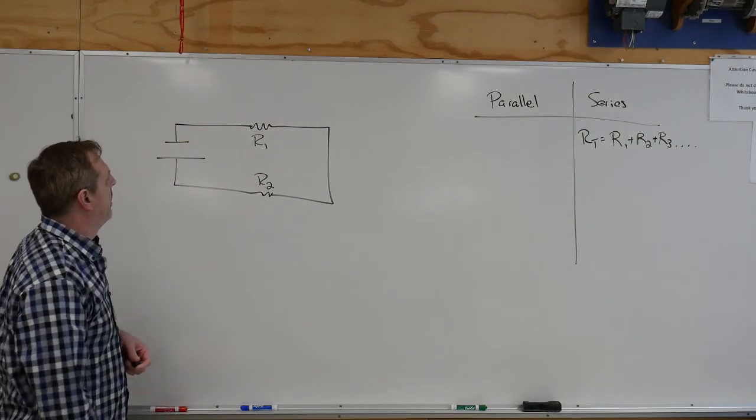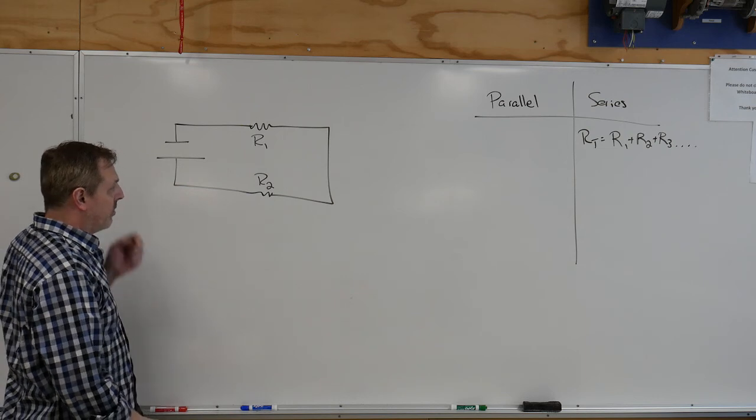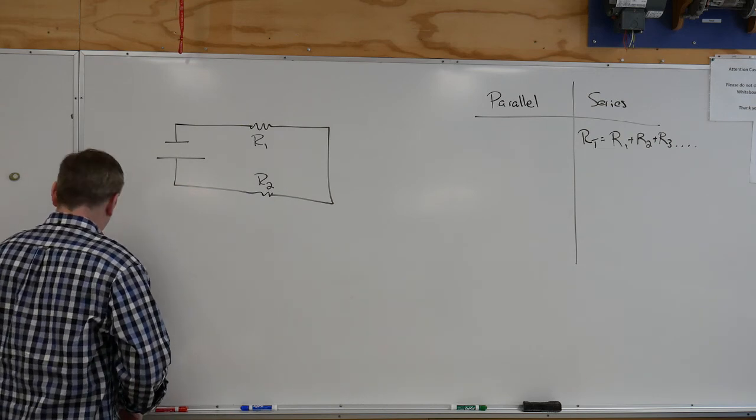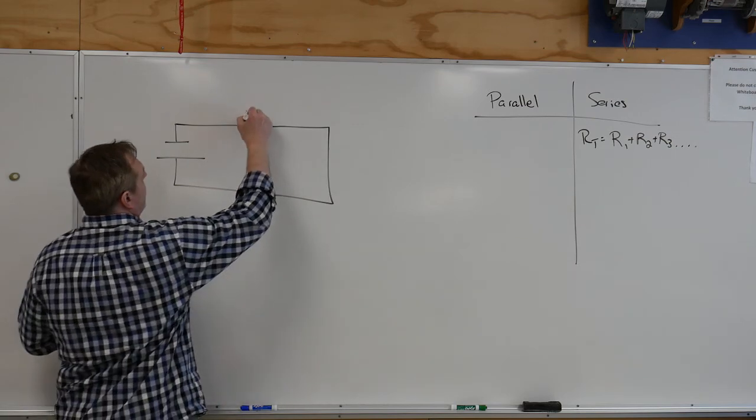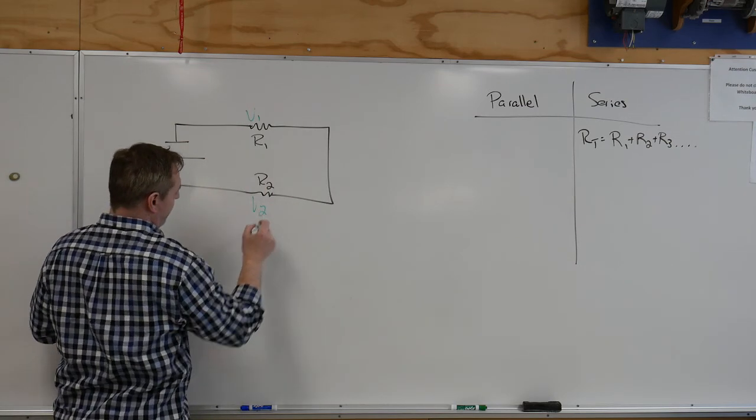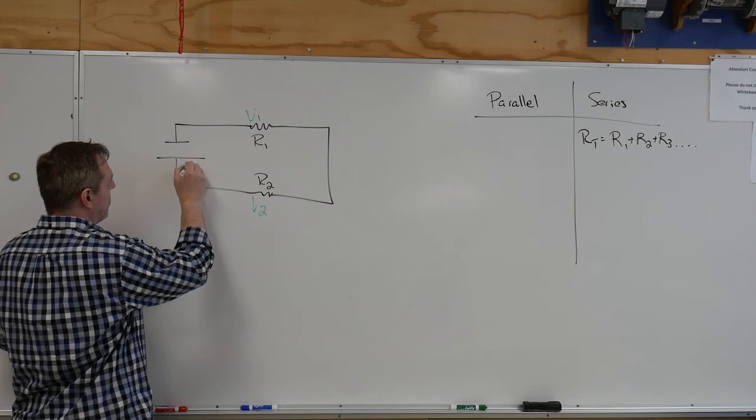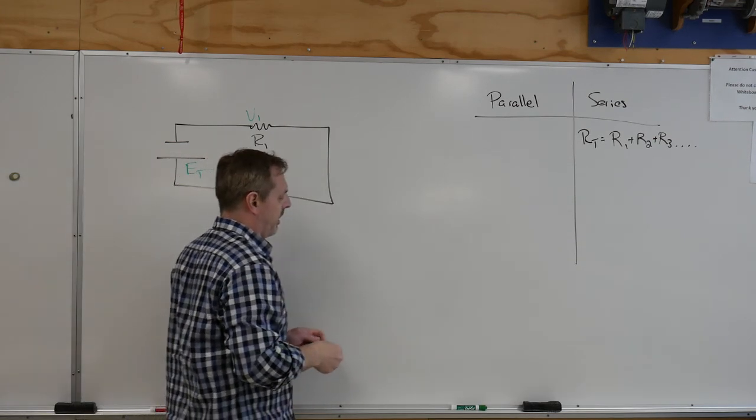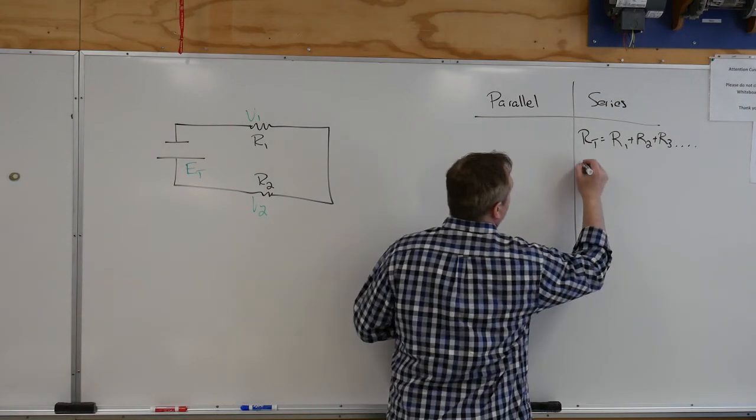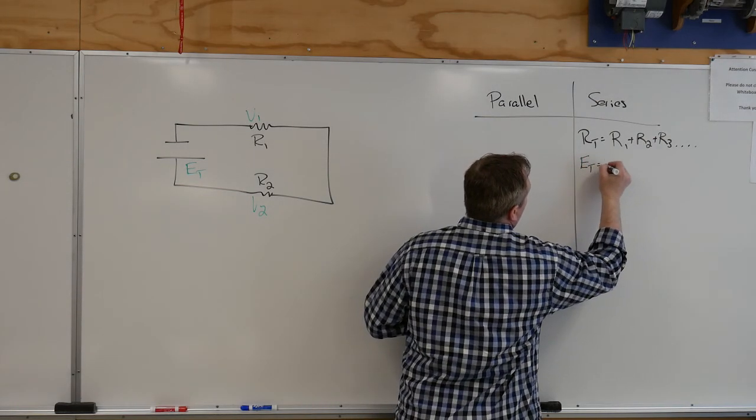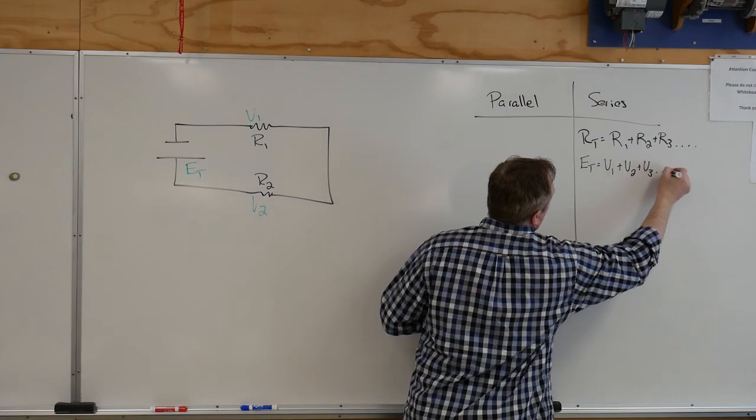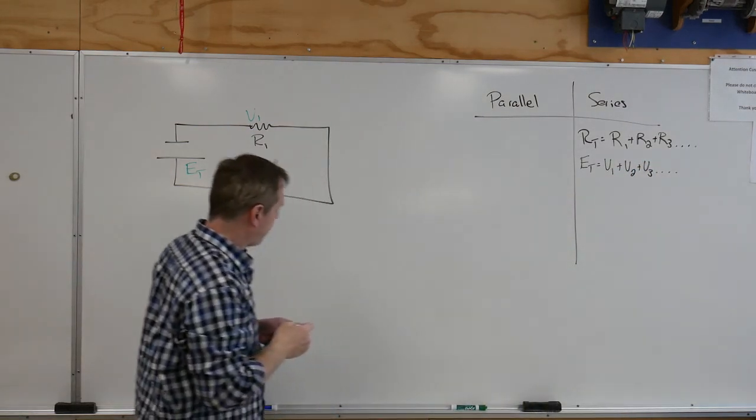All right? Now, another rule with series circuits was that the sum of the voltage drops, in other words, V1 and V2, had to equal E total. All right? So we wrote that again over here. E total is equal to V1 plus V2 plus V3 and so on and so forth.